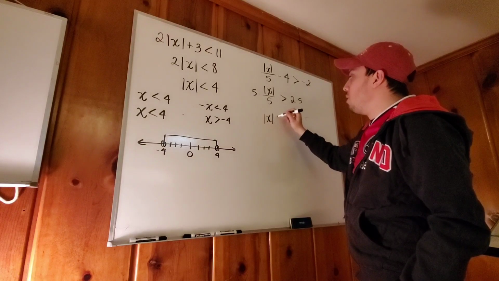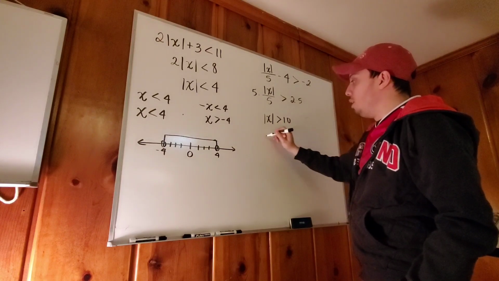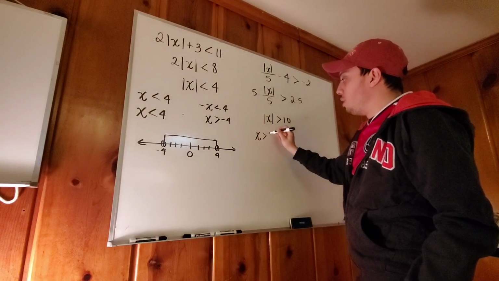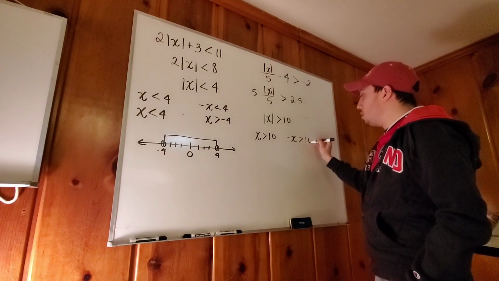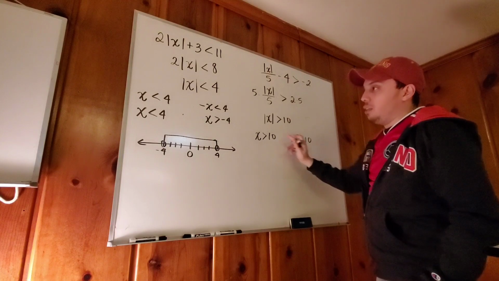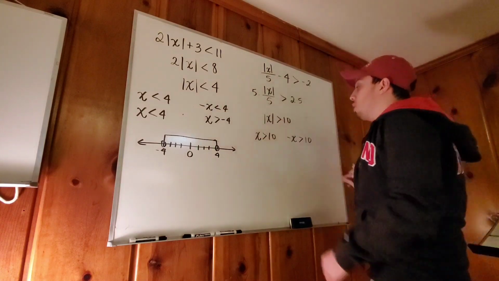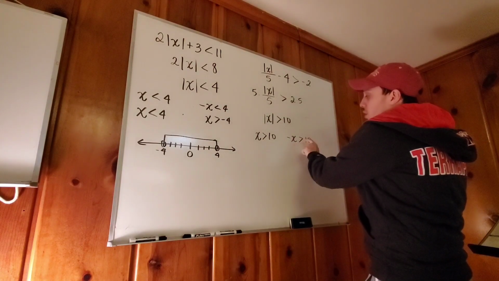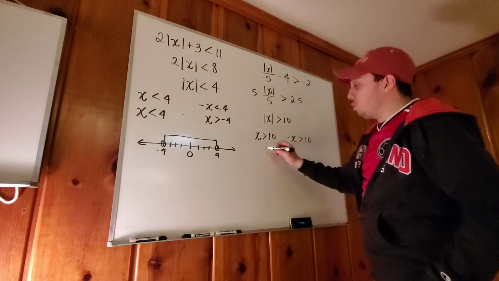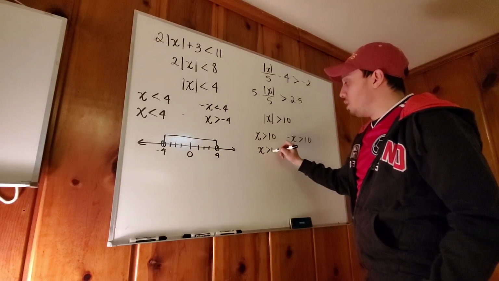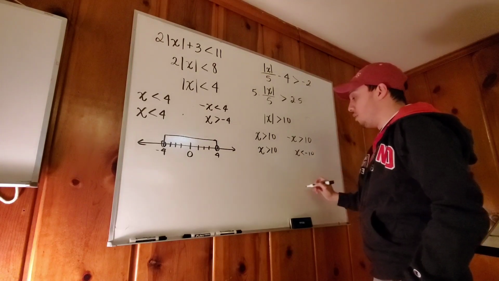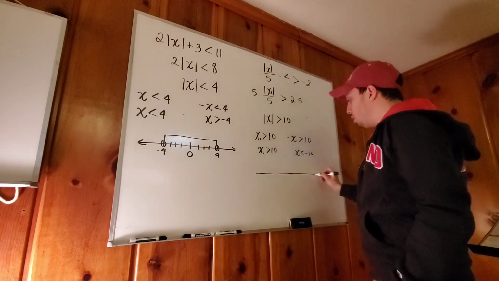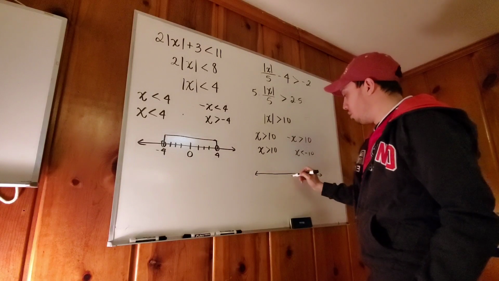Absolute value of x is going to be greater than 10, and so x is greater than 10, and negative x is greater than 10. Because, again, what we did here, we are going to divide by -1, so we have to flip the inequality. So in here it'd be x is greater than 10, but x is also less than -10.